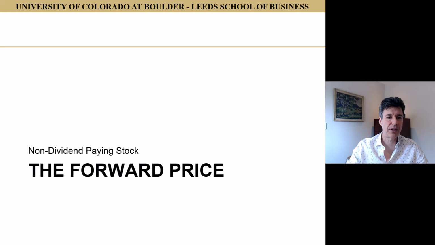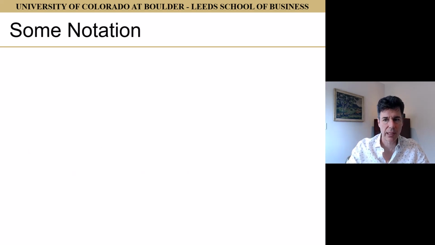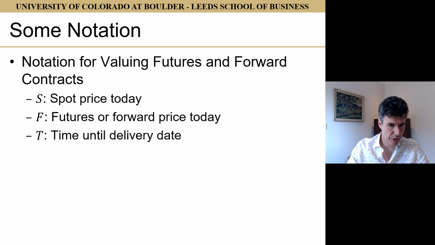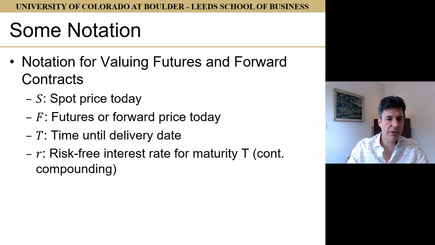All right, so let's figure out how we calculate a forward price. A little bit of notation. S is going to be the spot price today. F is going to be the forward price today. That's not a quantity that we know today. T is the time until the delivery date, maturity of the contract. R is the risk-free interest rate for maturity T. We're going to let R be continuously compounded. Doesn't really matter. We could choose anything.